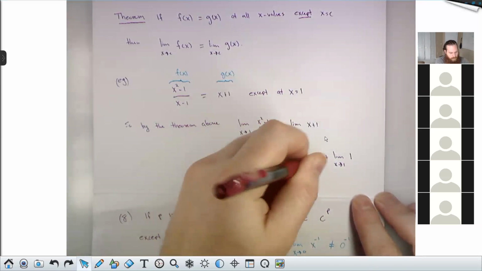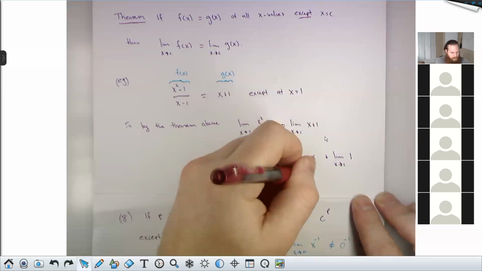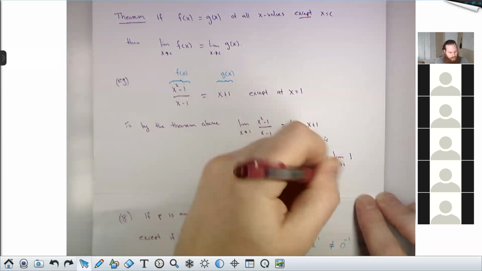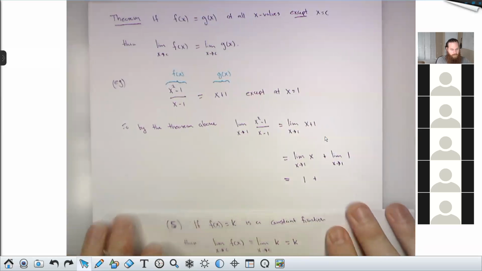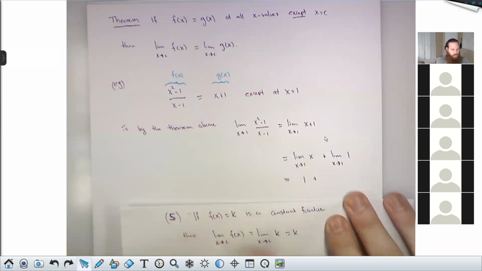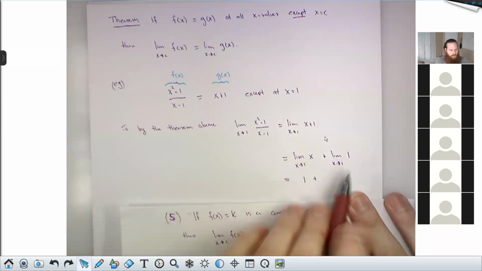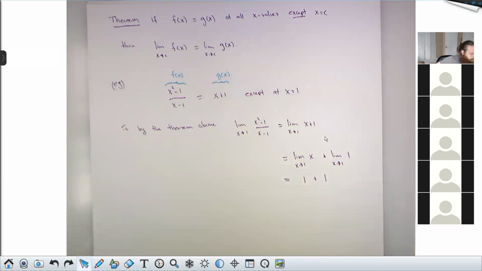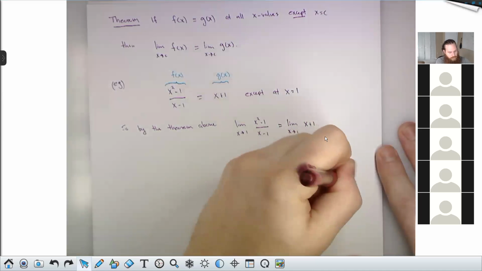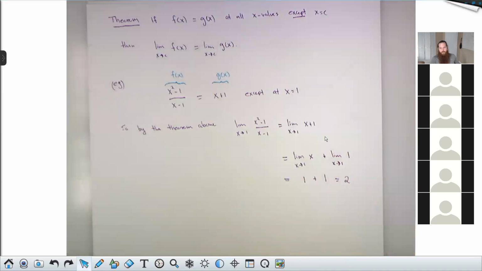I get 1 here. Now the limit of a constant function, which one was that? That was number 5, right? If f of x equals k is a constant function, 1 here is a constant function, then the limit of that constant function is just that constant value. So you get 1 here. And 1 plus 1 is 2. And that's the same thing that we got from the graph.